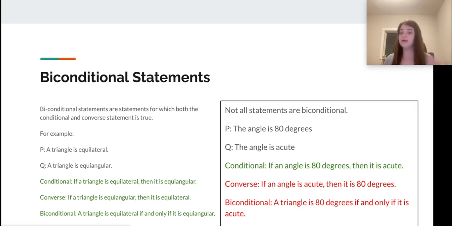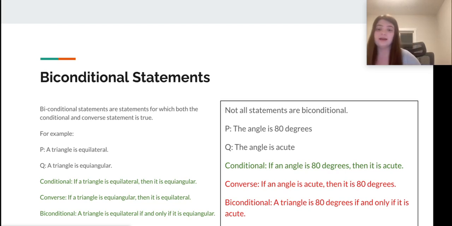If we look at a triangle and we see it's equilateral, we can automatically jump to that conclusion, okay, it's equiangular. And vice versa. If I see a triangle that's equiangular, I can automatically just jump straight to the conclusion that it's equilateral too, based on these statements and the fact that they're true.